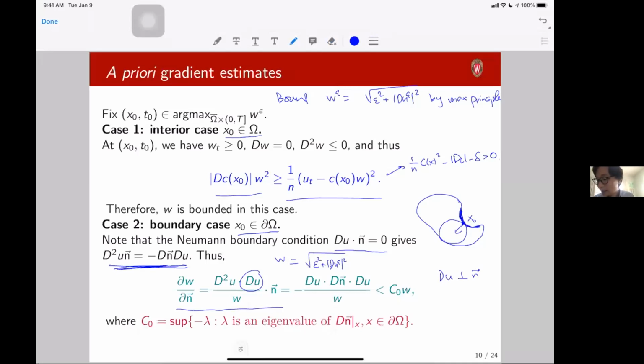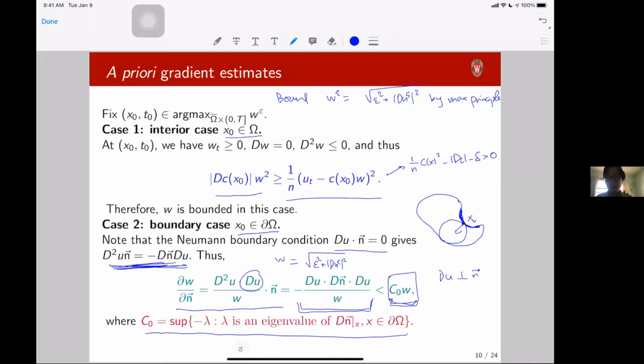So we have d squared times du times n over w. By this relation it equals this term, so minus du dot dn dot du. So it's the dn matrix acting on du, right? And this is where we use exactly the conditions that we have to take into account the curvature, or the eigenvalues of dn. So if we denote by c naught the maximum of minus lambda, for lambda an eigenvalue of dn, then this term here is going to be less than or equal to c naught times w.